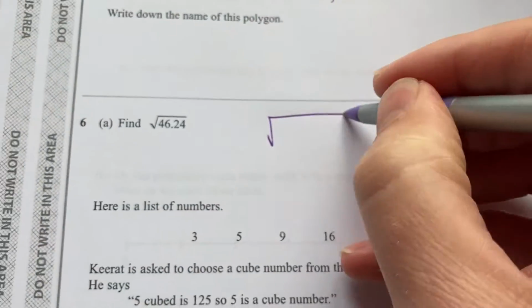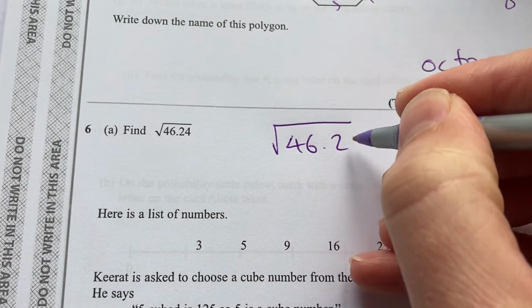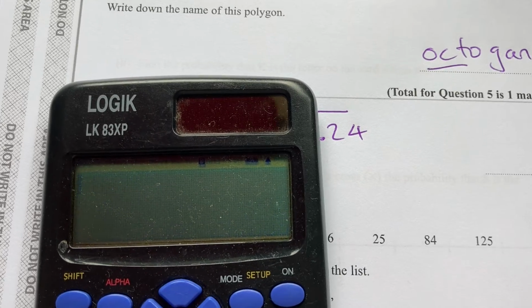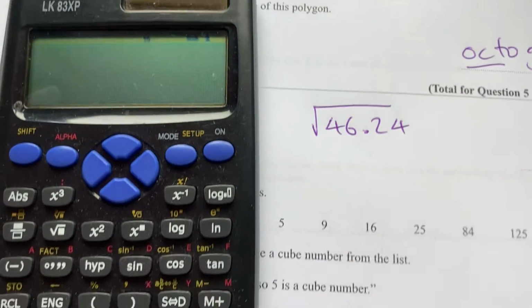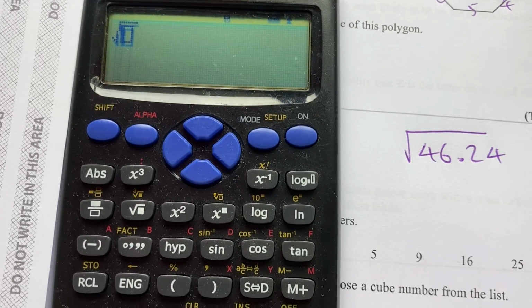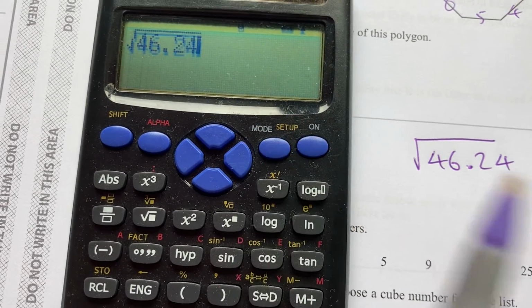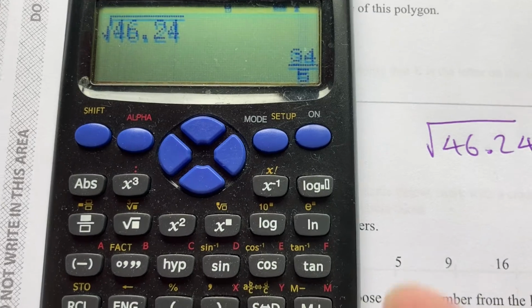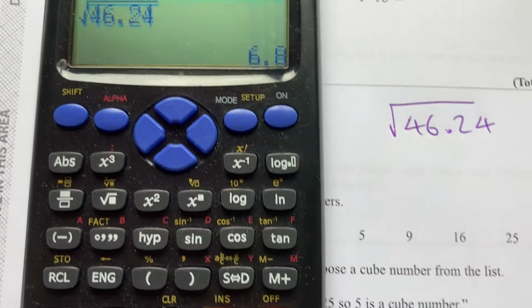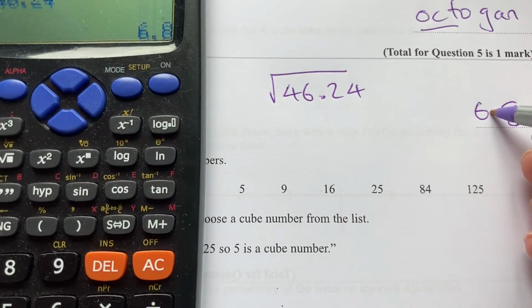Question 6, find the square root of 46.24. Here I'm going to have to use my calculator because I don't know that one. So I'll find the square root button, that's there, depending on your calculator, and then write 46.24. And again, it's given me the fraction, but I'll change that, 6.8. So I write 6.8 there.